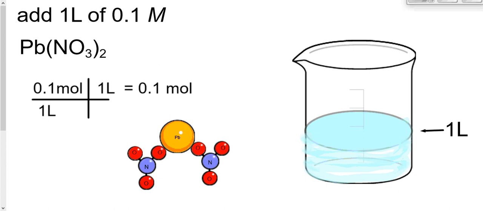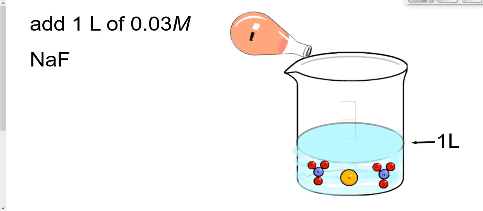From our stoichiometry rules in grade 11, we know that if I take the molarity, 0.1 molar, which is the same as saying 0.1 moles are found in every 1 liter, and I multiply that by 1 liter, then in this container, when I poured in a liter of solution, what I have essentially done is added 0.1 moles of lead nitrate into the solution. Since lead nitrate separates to form 1 lead and 2 nitrates, this solution now contains 0.1 moles of the lead ion and twice as many, or 0.2 moles, of the nitrate ion.